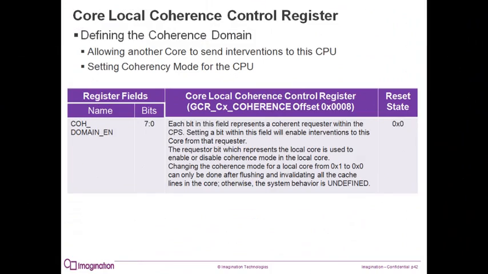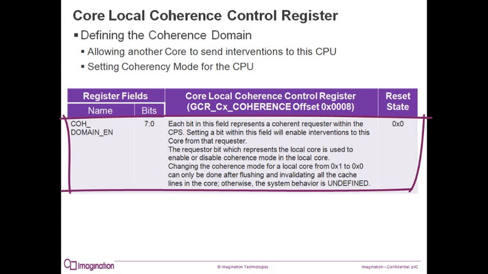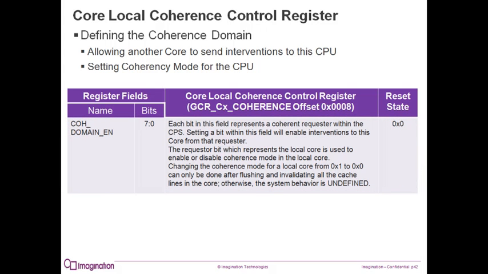The core local coherence control register sets up the coherent domain for the CPU using the coherent domain enable field. This field consists of 8 bits, with each bit corresponding to a CPU on a single threaded system or a VPE on an MT system. Setting a bit enables interventions from the corresponding CPU. The bit that corresponds to the local CPU enables the coherence mode for the local CPU.